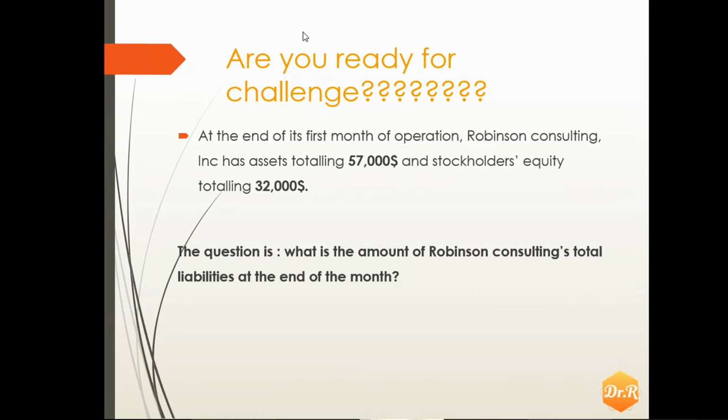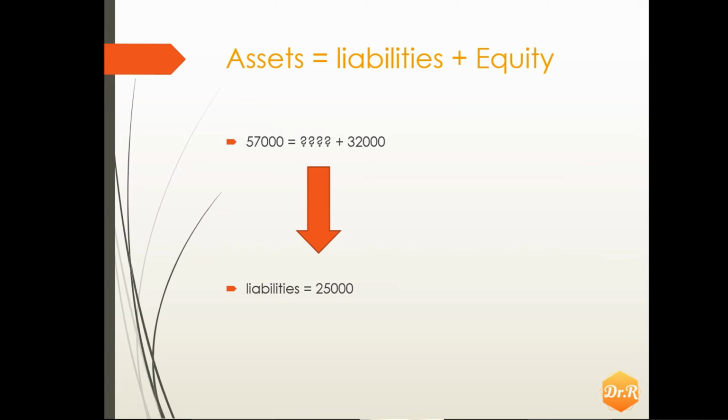25,000. 25,000. How did you calculate it? Yeah, because assets minus equity. Yes, it's assets minus owner's equity, which is 25,000.